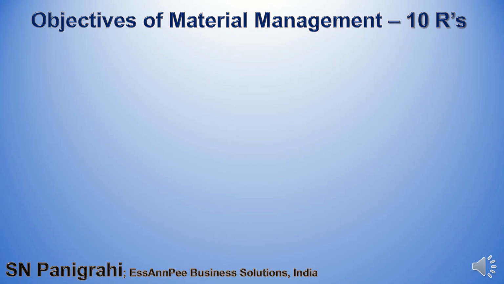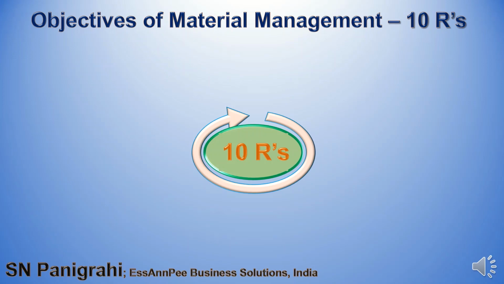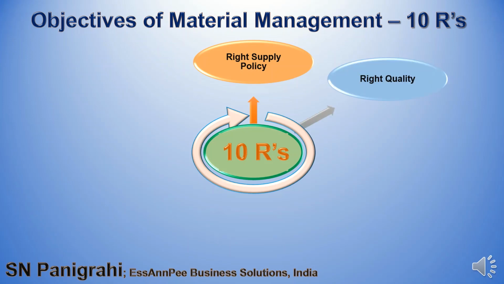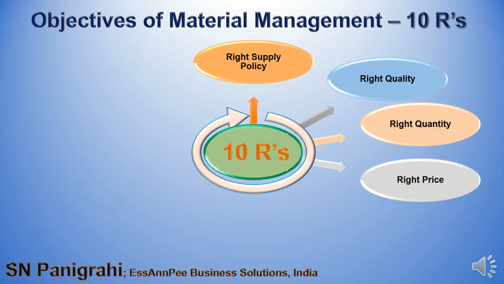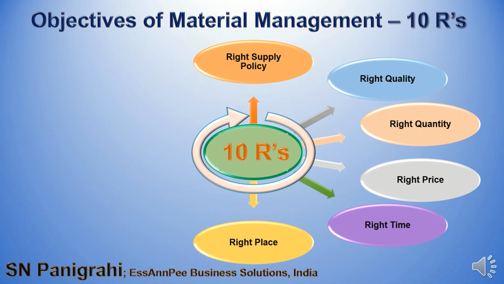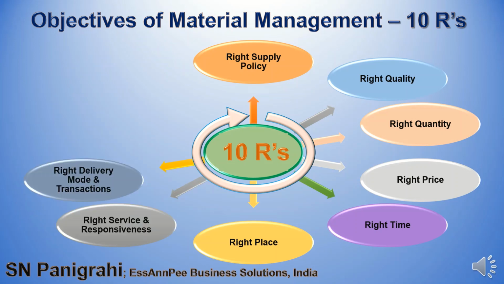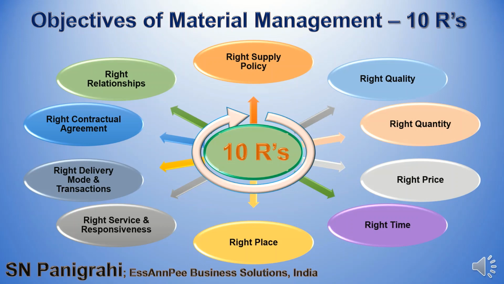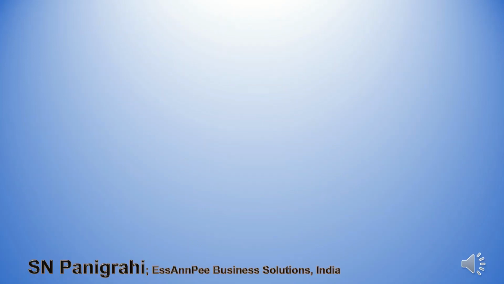The objectives of materials management are summarized at a glance as an array of 10 Rs. Let's now look at these 10 Rs. Having right supply policy, getting right quality materials, of right quantity, at right price, at right time, supplied at right place, providing right service and responsiveness, arranging with right delivery mode and transactions, entering into right contractual agreement, establishing right relationships.